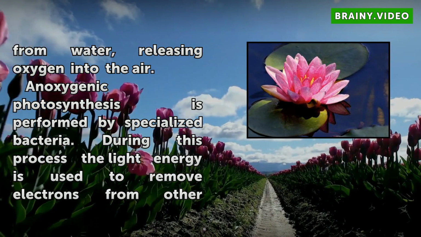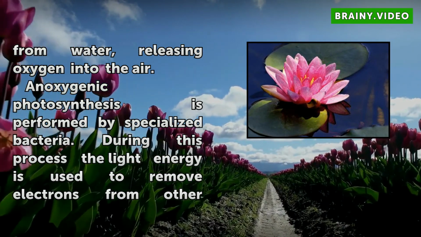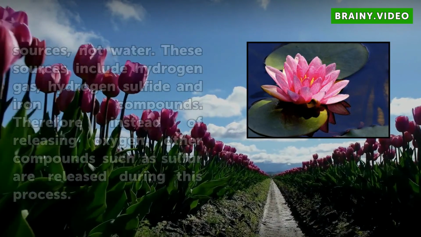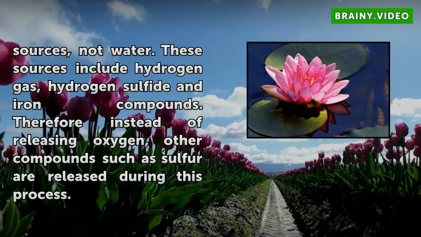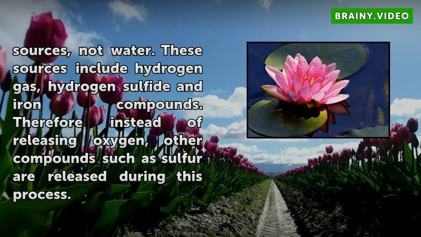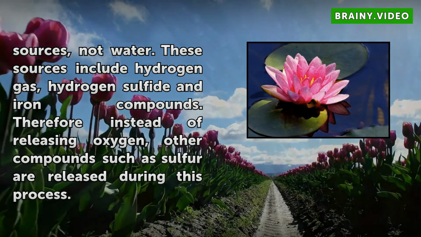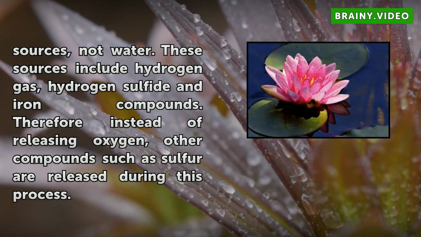During this process, the light energy is used to remove electrons from other sources, not water. These sources include hydrogen gas, hydrogen sulfide and iron compounds. Therefore, instead of releasing oxygen, other compounds such as sulfur are released during this process. Bacteria are the only organisms that use anoxygenic photosynthesis.